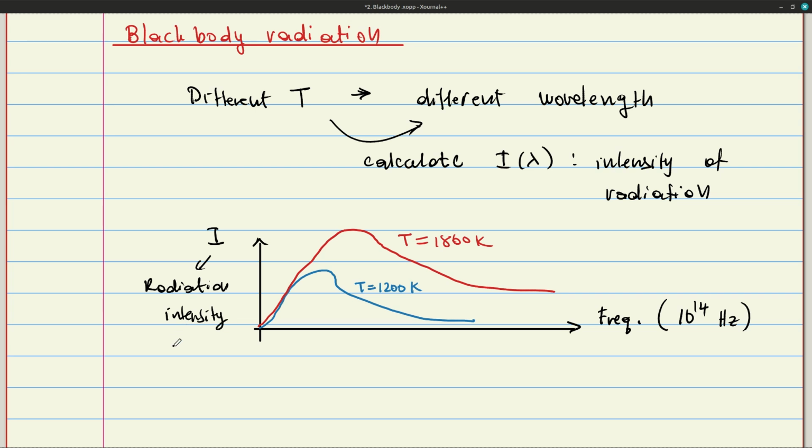And the problem was, why does this blackbody spectrum have this shape? The question is, why is the shape of these curves like that? So we want to explain that.